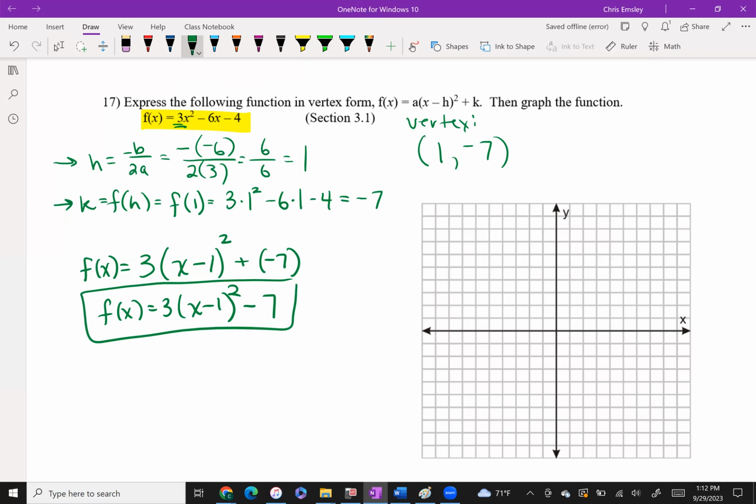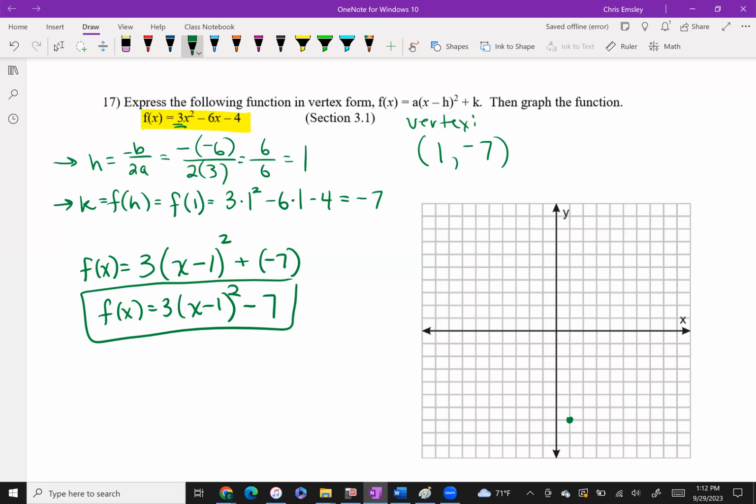Now, when we go to graph this, we do have our vertex. It is positive 1, negative 7. So that's our vertex right there. I know this parabola is going to be facing upward because a is positive, a is 3. So I do need some more points. We could factor to find the x-intercepts. We can find the y-intercept. We can make a t-table. We have a lot of options here.